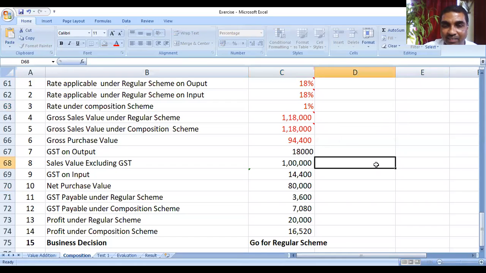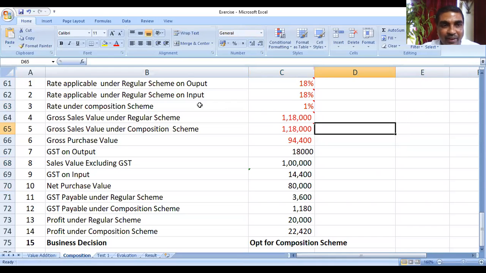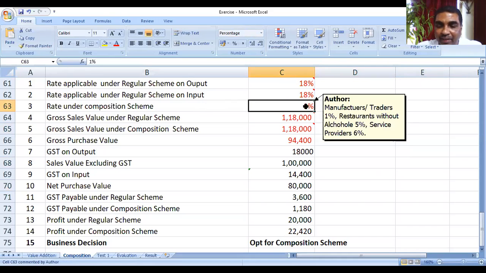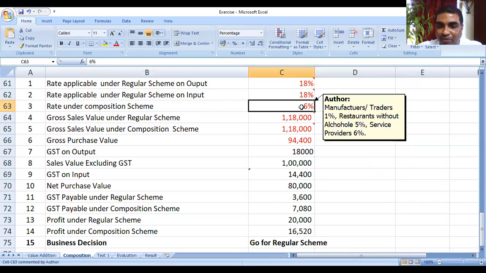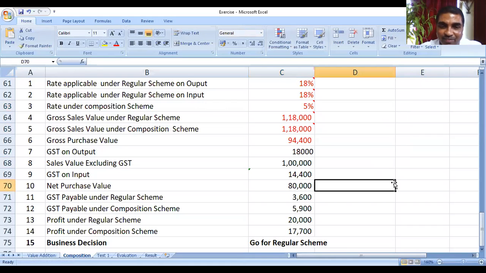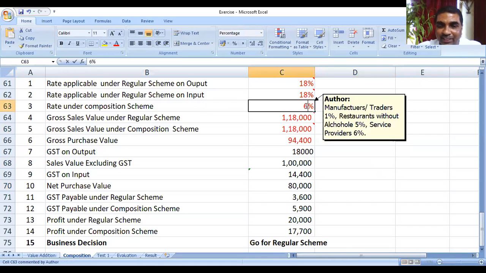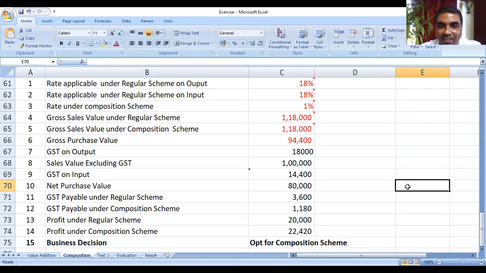Can you please repeat it again, sir? Sorry, what should I repeat? The formula? No, after the formula, sir, now you just changed it, then it's opting for regular. You see, when under composition scheme the rate is 1%, what is the decision? Opt for composition scheme. From 1%, I am making it, let us say, 6%. Let us say you are a service provider. It is saying opt for regular scheme. Or let us say I am going for 5%. It says same, go for regular scheme. But at 1% it is saying composition scheme.